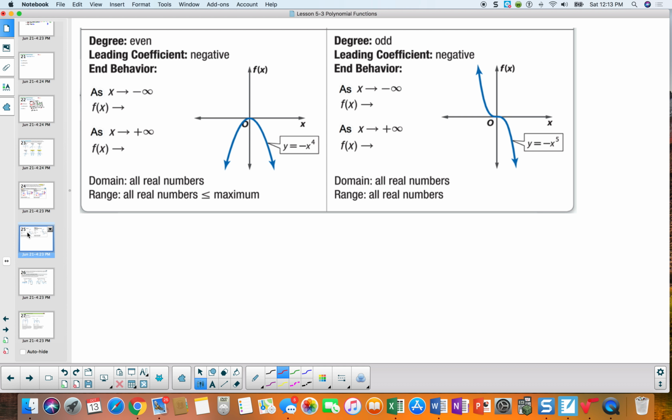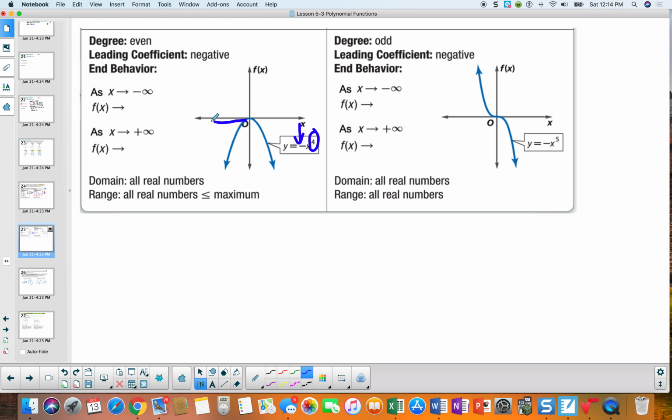Let's take a look at another even function, but this time the leading coefficient is negative. So it's an even function, and the leading coefficient is negative. Now when this was a parabola, the parabola would face down. This is a quartic, and notice that it's going in the same direction. Let's go ahead and do the same thing.